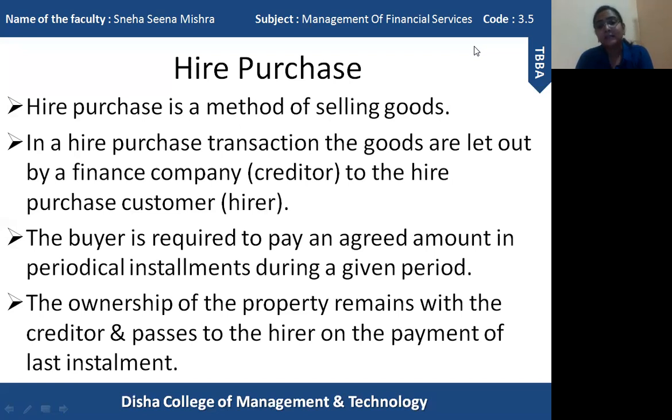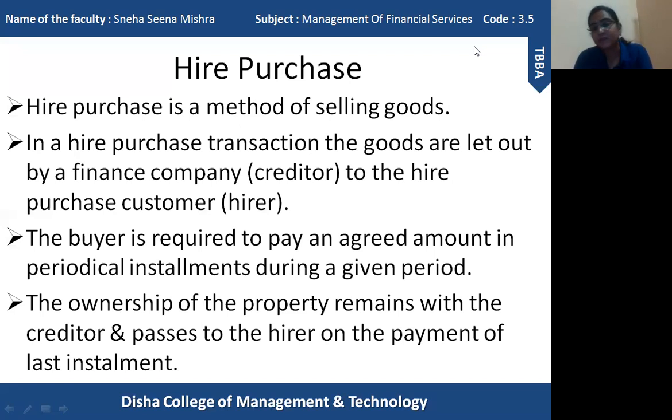The buyer gets the possession of the goods, but not the ownership of the goods. The ownership will be transferred only after payment of all the installments. Then only the ownership will be transferred from the seller to the buyer. Okay, so till all the installments are paid by the buyer, the ownership will remain with the seller only. Clear? So these are the basic points, or we can say the meaning of hire purchase.